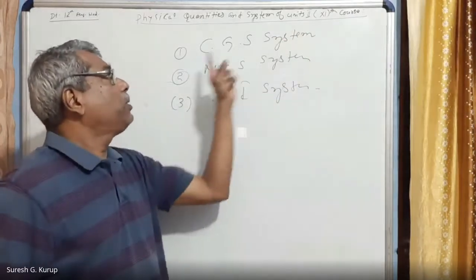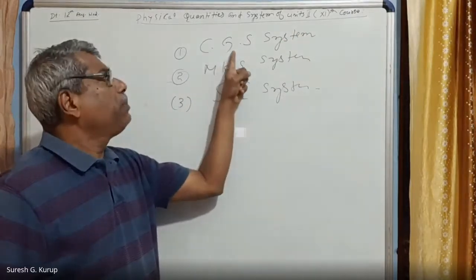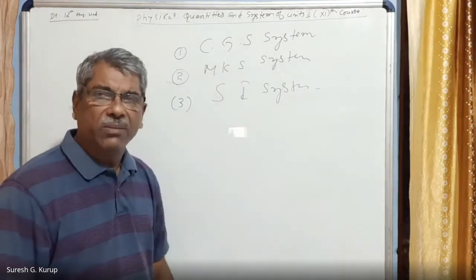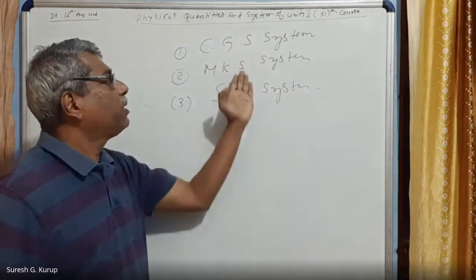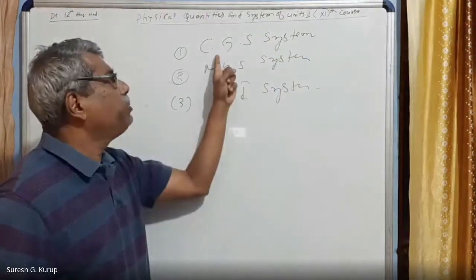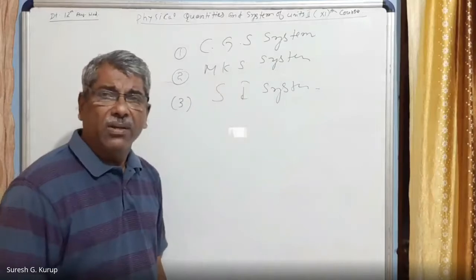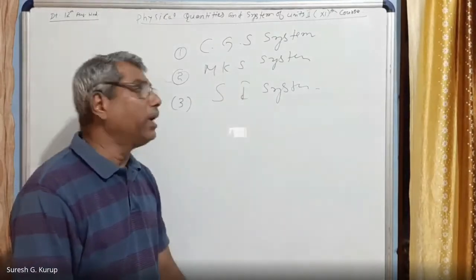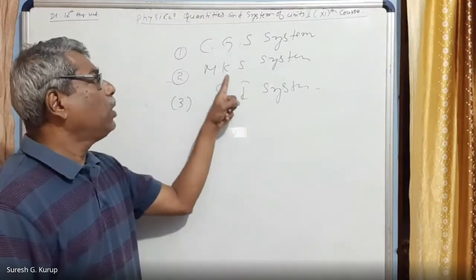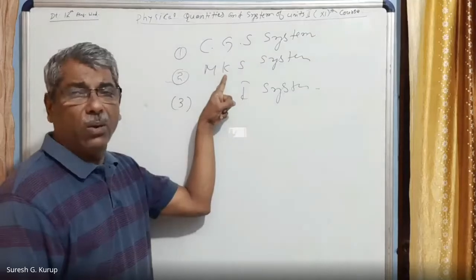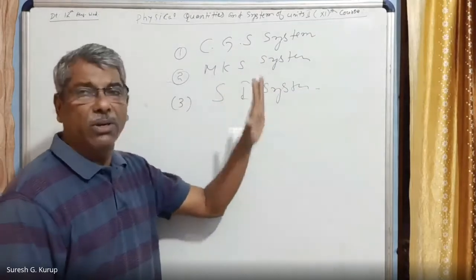In the CGS system, centimeter, gram, second system. In the earlier days, we had only three fundamentals. Accordingly, the systems were made in that way only, with the three quantities, right? CGS, centimeter, gram, second system. Centimeter for length, gram for mass, and second for time. And this is the meter, kilogram, second system. Meter for length, kilogram for mass, and second for time, right?